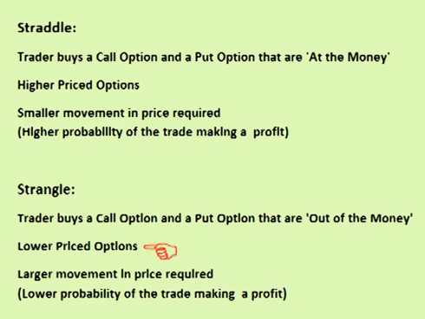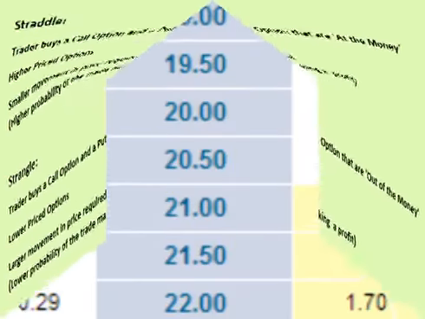A long strangle costs less up front. Buying out of the money options costs less than options that are at the money. In other words, it costs less to place a long strangle trade than it does to place a long straddle trade. However, the price of the underlying stock has to move more for the long strangle trade to be profitable. So the lower cost is directly offset by a lower probability of the trade being profitable.